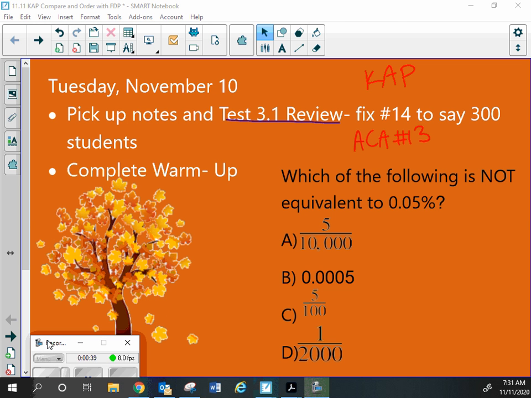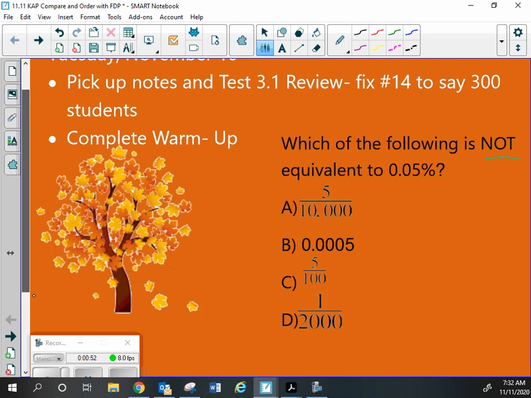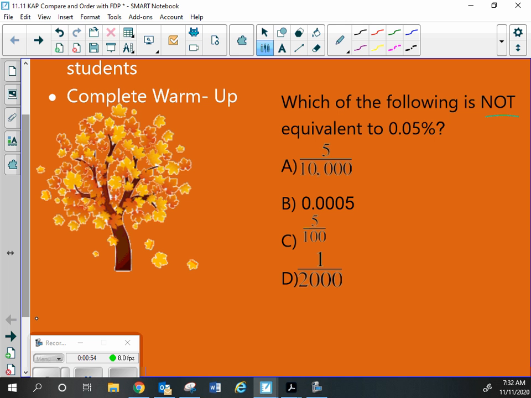Okay, this is our warm-up. If you have the physical copy, this is on that paper. If not, you can just do this on the next page of your ISN. It says, which of the following is not equivalent to 0.05%? A big thing to notice is that this is indeed a percent. Yes, it's a decimal, but that percent takes precedence over it because it just does.